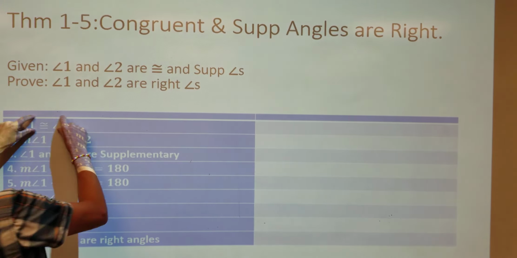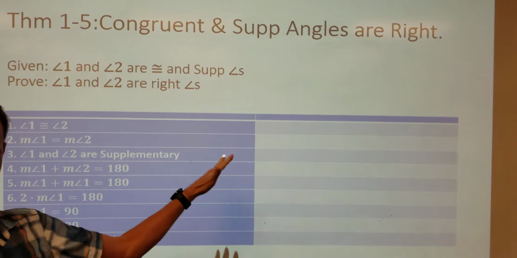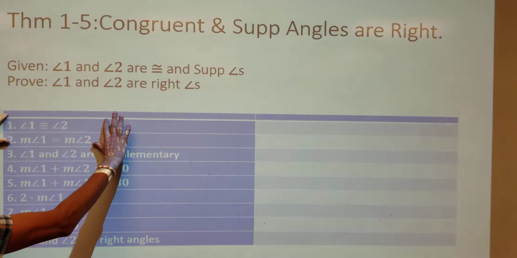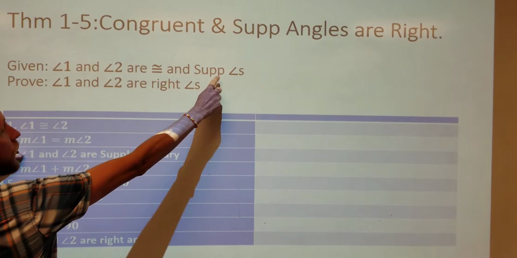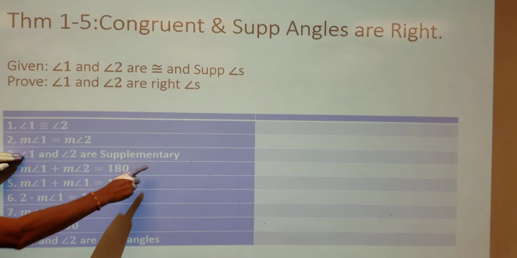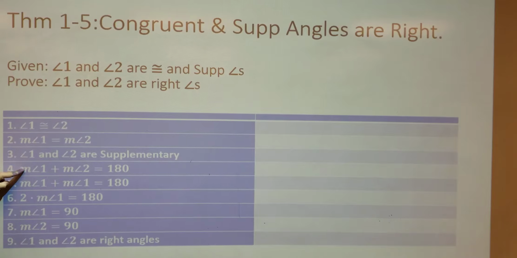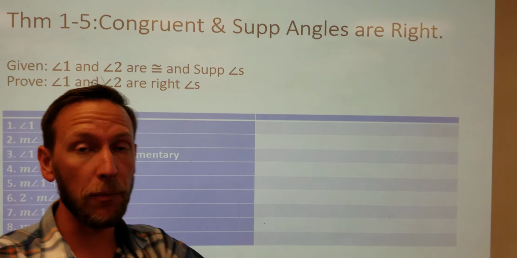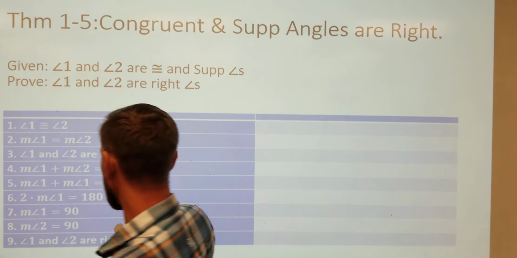For example, angle 1 and angle 2 are congruent. That's given information, which means that their measures are equal by the definition of congruent. So I just took that first piece and I made some statements around that first piece of the given. Next, angles 1 and 2 are supplementary angles, all right? That's given, but we know that that means that the measure of angle 1 plus the measure of angle 2 is 180, because that's what supplementary angles are, angles whose sum is 180. That's the definition of supplementary.